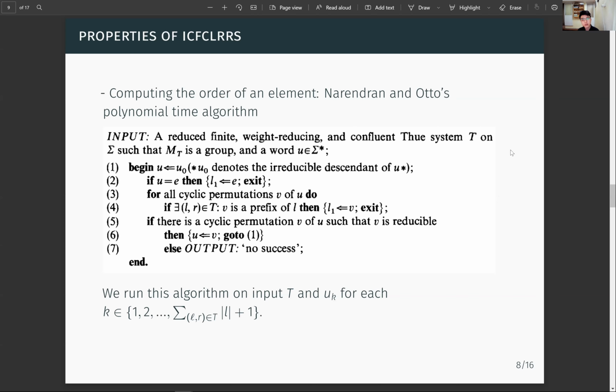It finds all reduced cyclic permutations of the word u, and it finds out if such a cyclic permutation is a prefix of any left-hand side of the writing system. We have to run this algorithm on input T and u to the power k for each k from 1 up until the total length of the left-hand sides of the writing system plus 1.